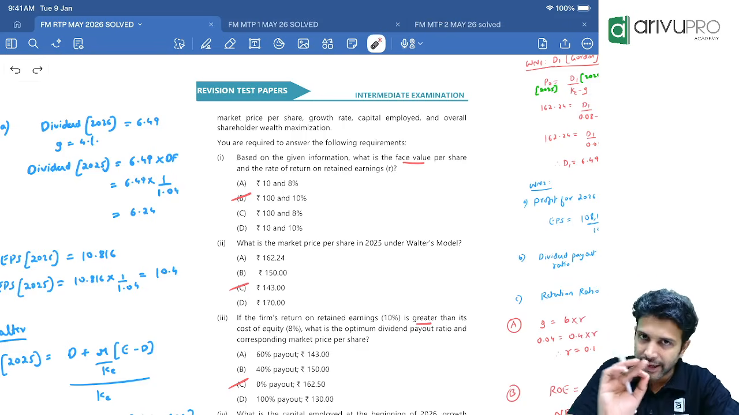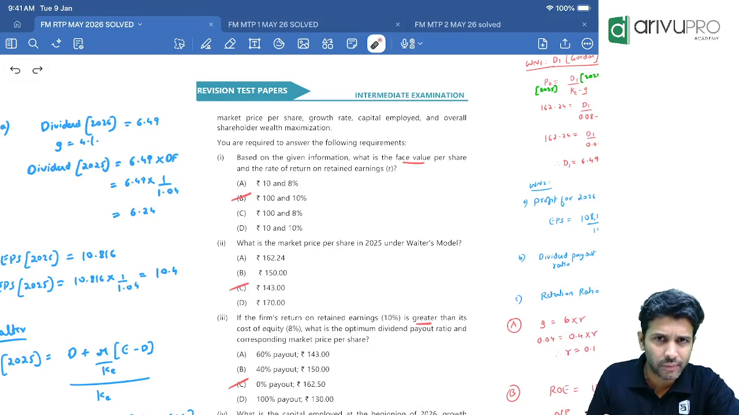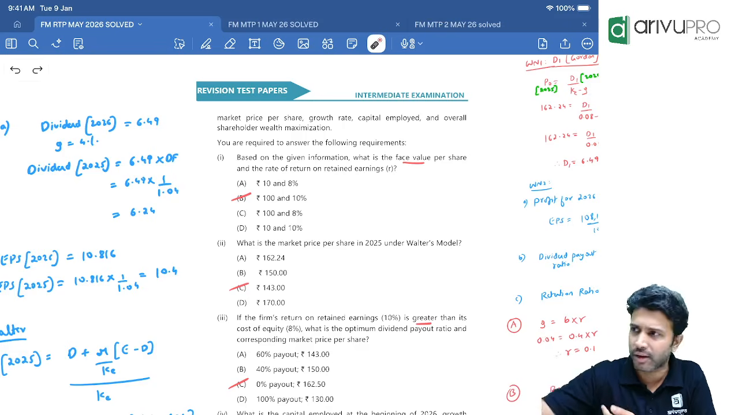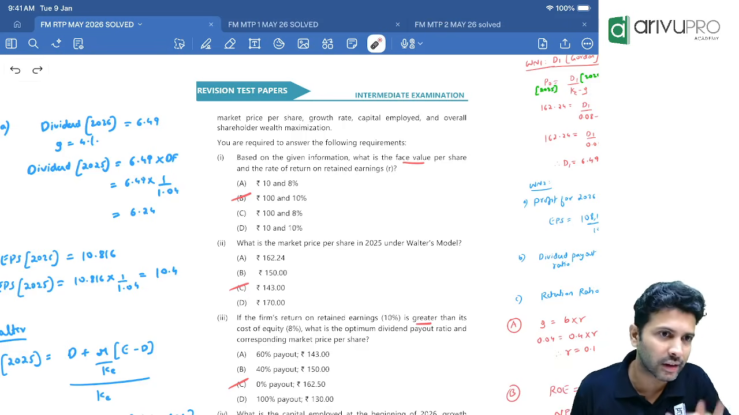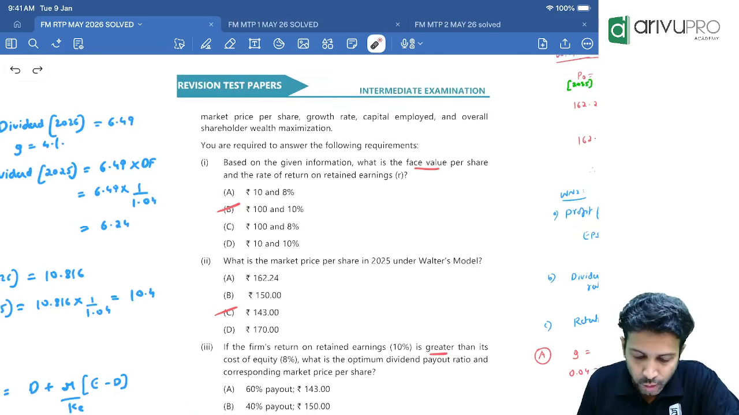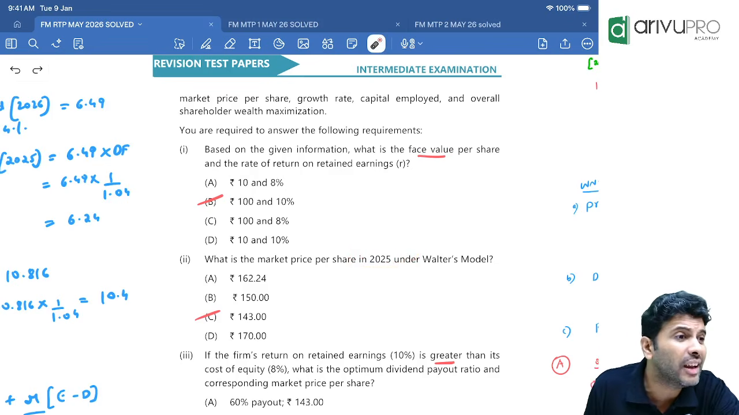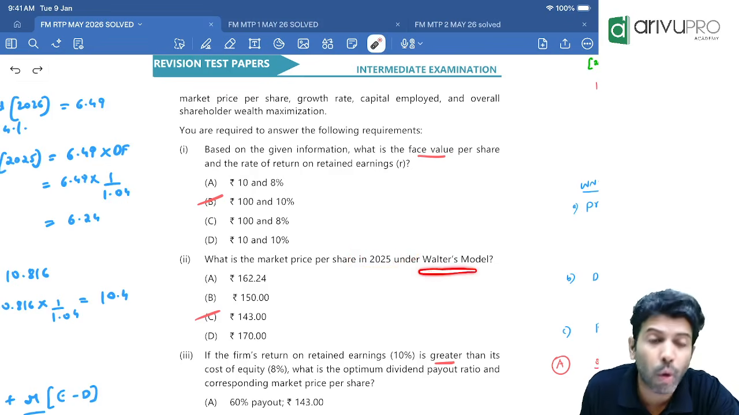Careful about the dates in this problem. All this I'm solving quickly. If you want, later on you can revisit this and watch. We'll upload this on YouTube as well, so you can refer to this. Now check: what is the market price of the share in the year 2025? Dates are important.